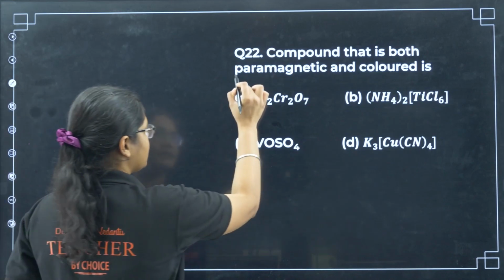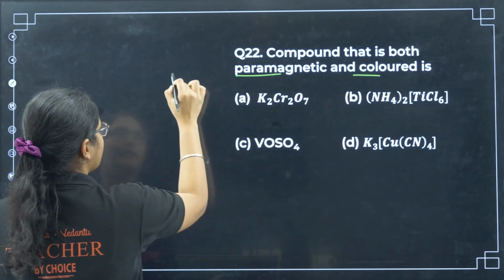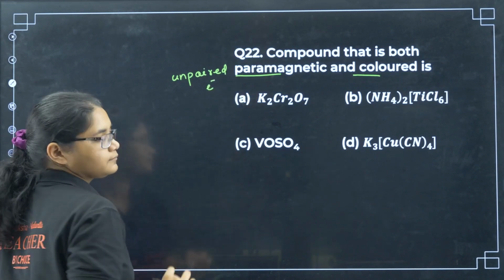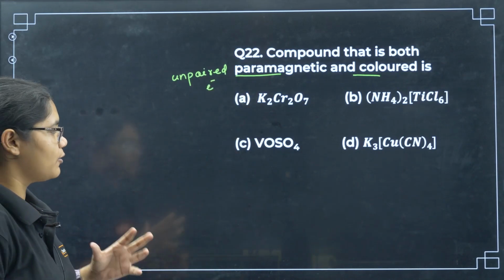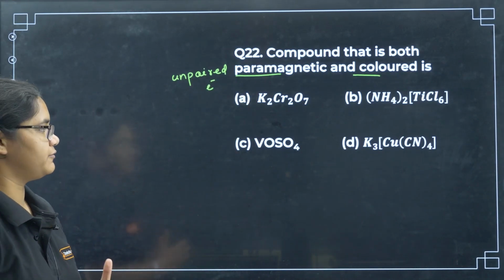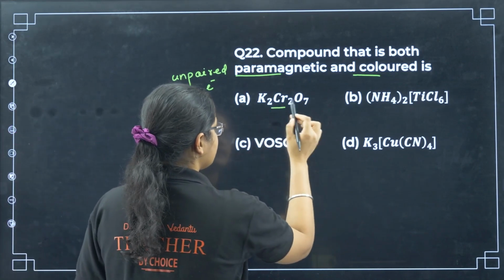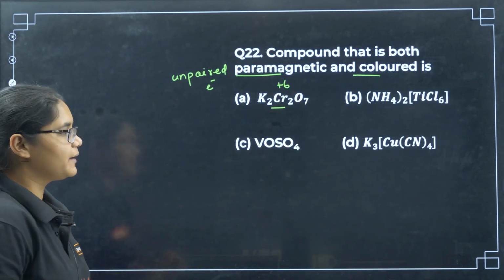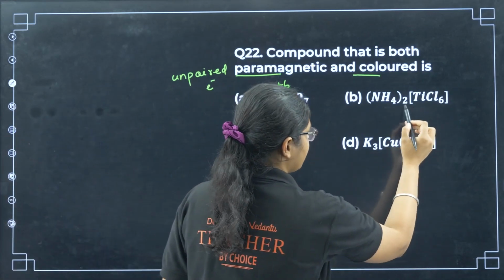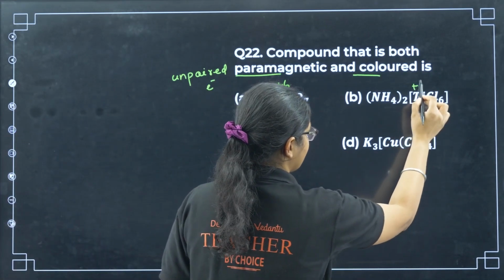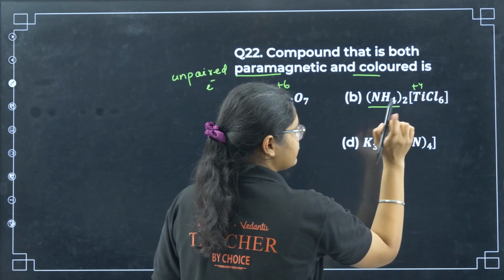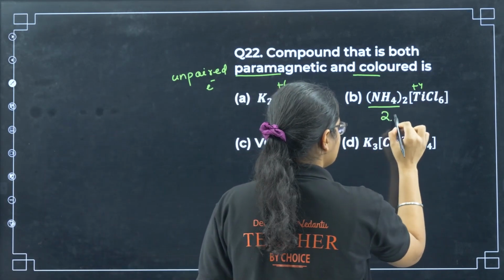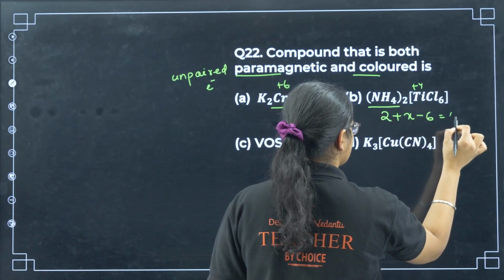Next, compound that is both paramagnetic and colored. So for paramagnetic and colored, what I need is unpaired electrons, right? So in which of the following options we have unpaired electrons, you have to see. So chromium, if you see in this one, it is in +6 state, and chromium in +6 has no unpaired electron. Next if I see (NH4)2TiCl6, that is titanium in +4, you can see NH4 charge is +1. So I have 2 NH4, so 2 plus X minus 6 is equal to 0.